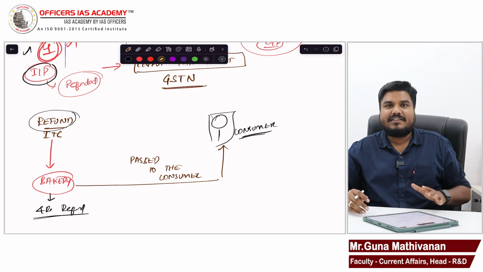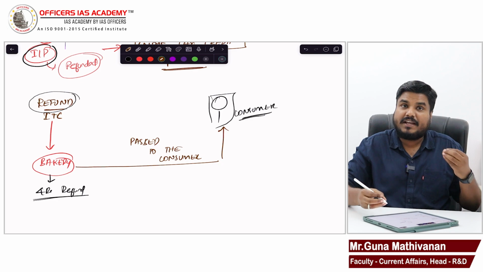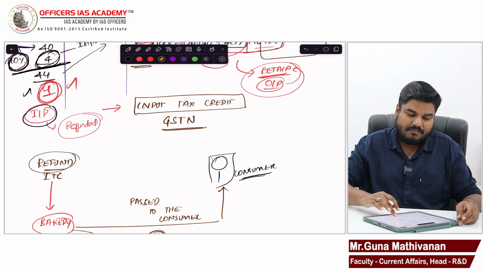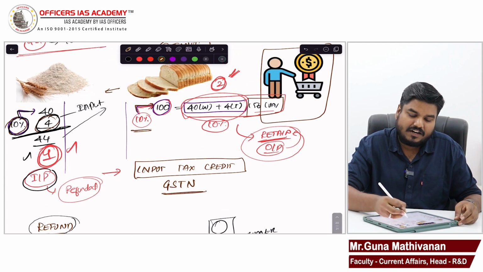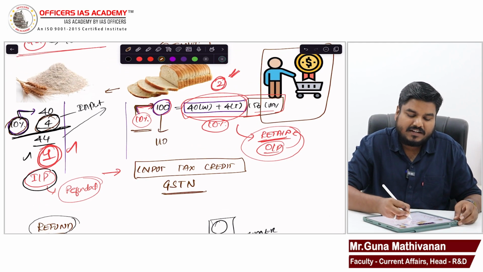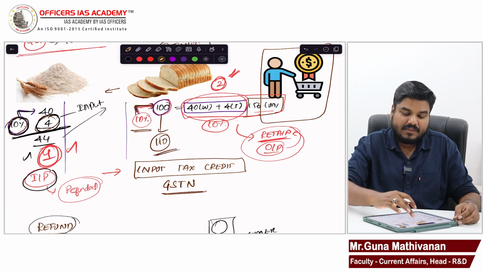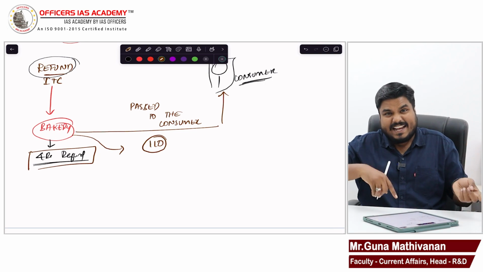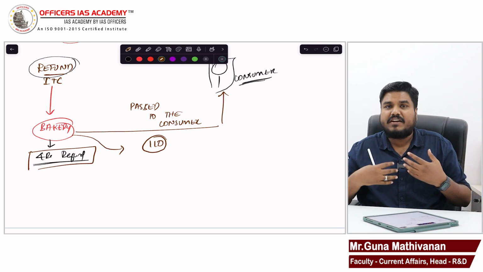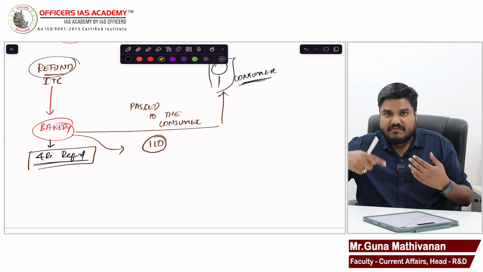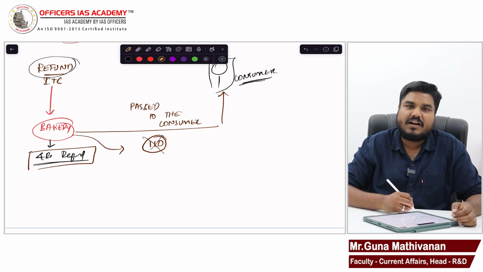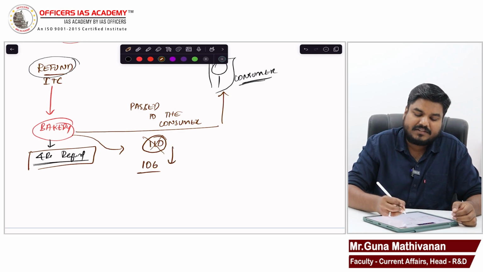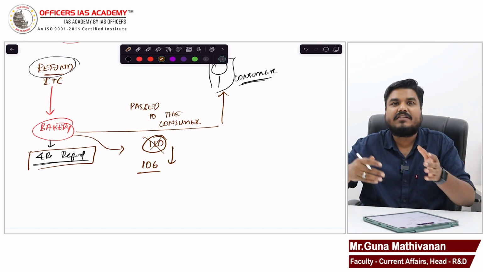So how will it be passed on, sir? What is the price of the bread? The bakery was selling the bread for 110 rupees. 10% on this 100 is going to be 110. But now 4 rupees of refund will be given. So next time, after getting the refund, when they make the sale, they should not sell for 110. Rather, they have to sell it for 106 rupees. They have to reduce the price.